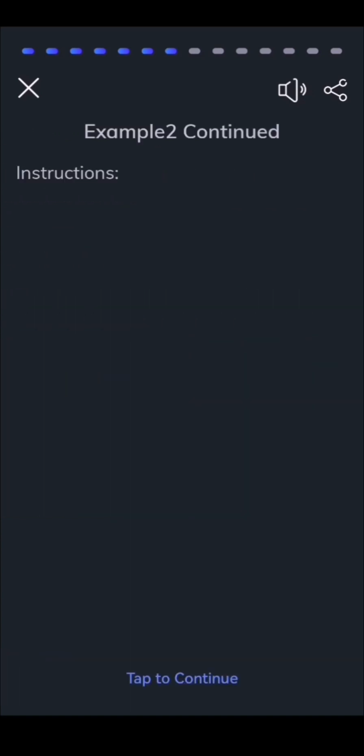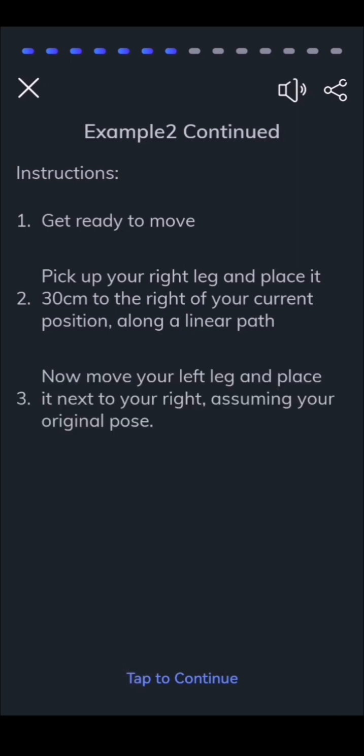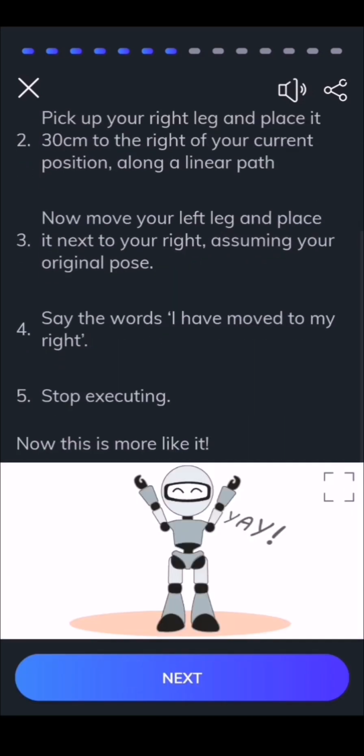Instructions. Get ready to move. Pick up your right leg and place it 30 centimeters to the right of your current position, along a linear path. Now move your left leg and place it next to your right, assuming your original pose. Say the words, I have moved to my right. Stop executing. Now this is more like it.